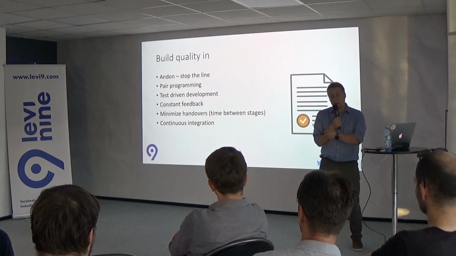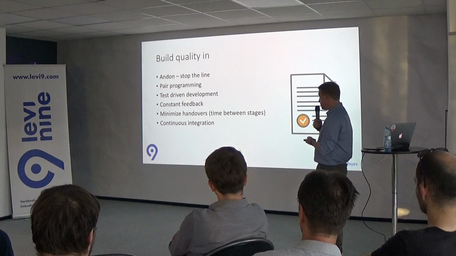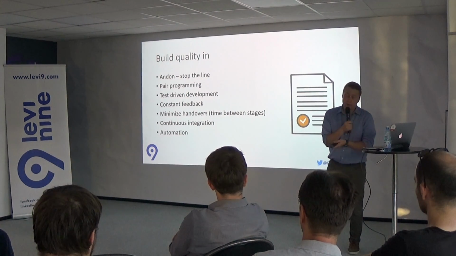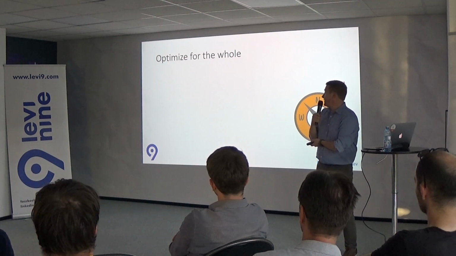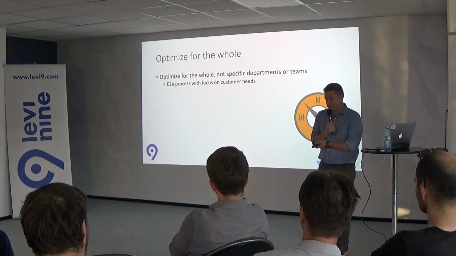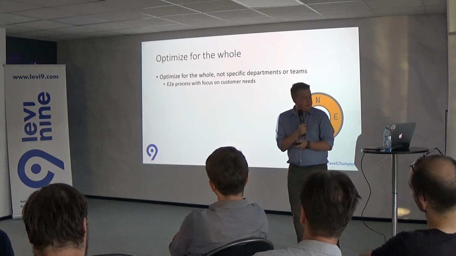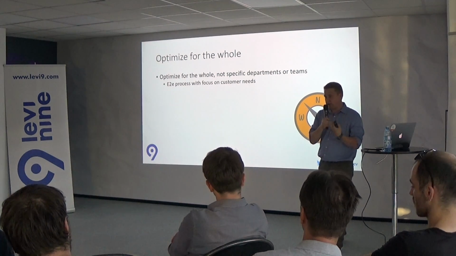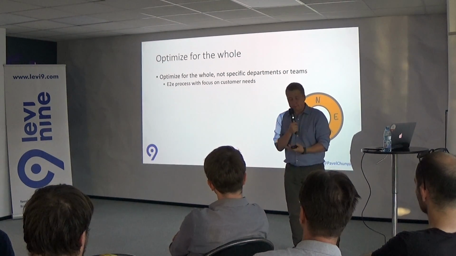Continuous integration. A lot of people think they do continuous integration, they do not. But this is another big topic. Automation. And finally, optimize for the whole. This is something that you need to do if you want to optimize for the idea of delivering a feature to production.